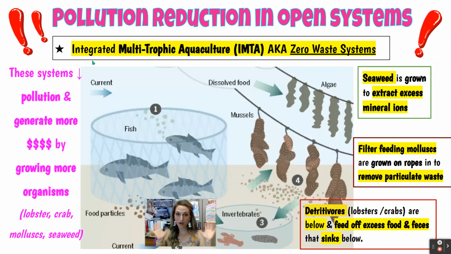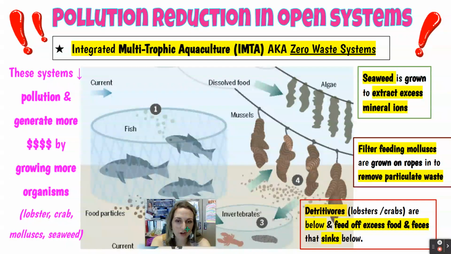This is a great one. This one makes most sense. So having a multi-trophic aquaculture system or a zero waste system, this is the best. This is the best because you are ultimately not having to have all these additional artificial things brought in, and you're still going to make more money because you're going to be farming more species. And they're all going to work for you. The system will generate less pollution and more money because you're growing more organisms.